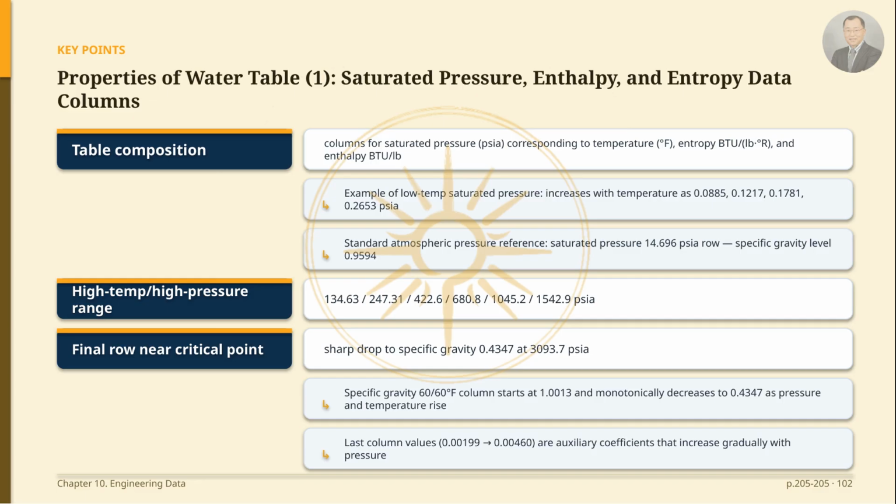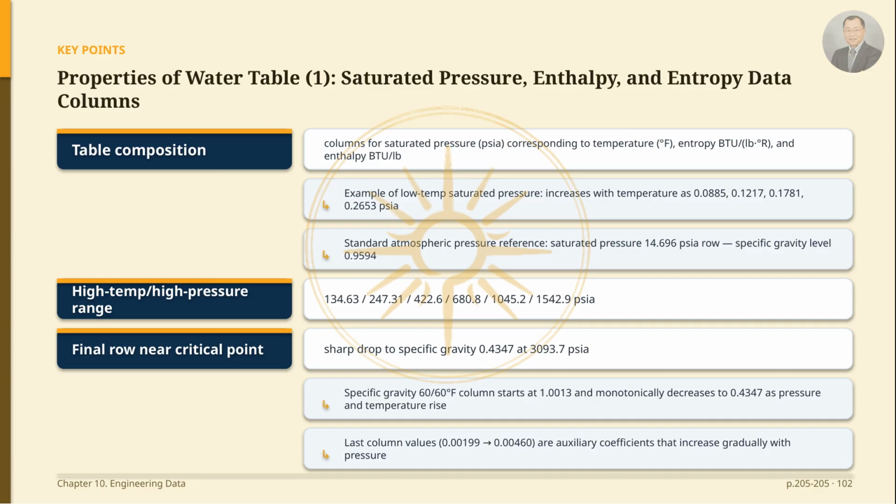As pressure increases, it continues to 134.63, 247.31, 422.6, 680.8, 1045.2, and 1542.9 psi, with the final row reaching 3093.7 psi, which is near the critical point. At this point, the specific gravity drops significantly to 0.4347.